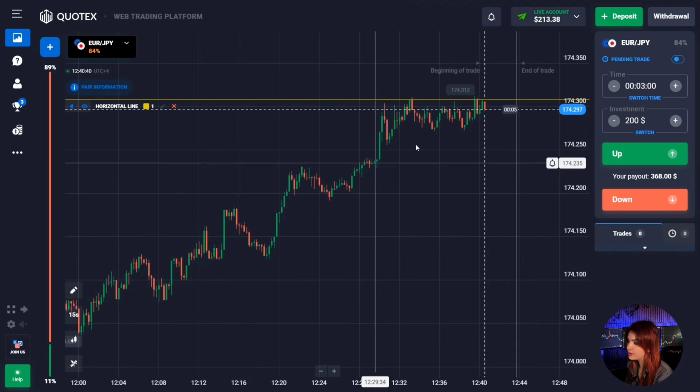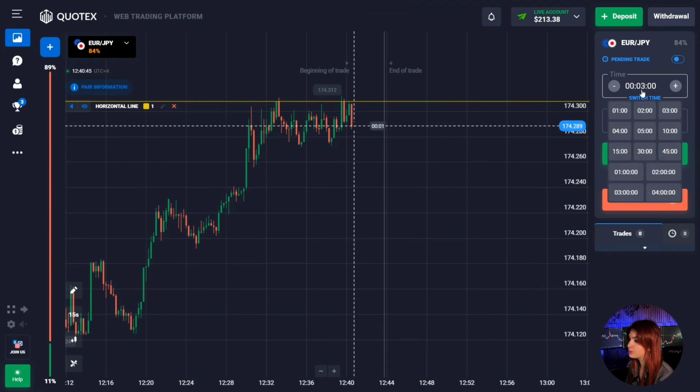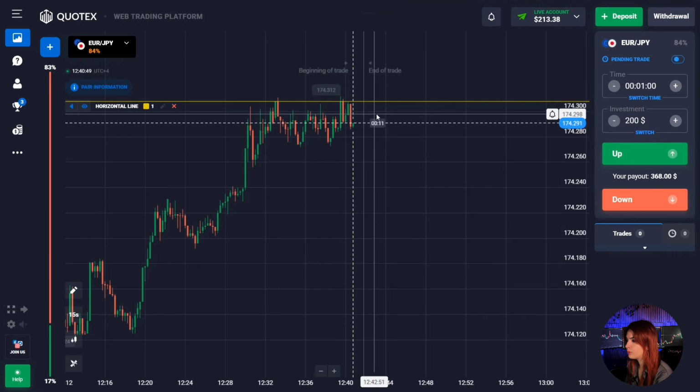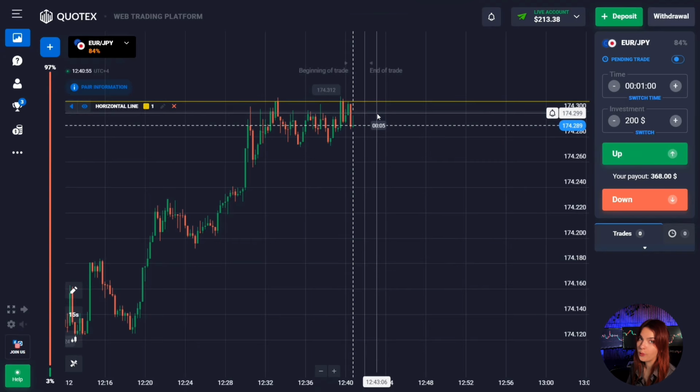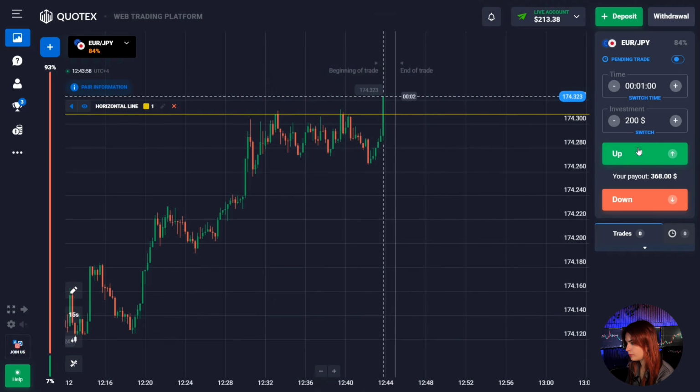I suggest to open a deal here for just 1 minute to go up, but now we are going to watch the price for a while. And guys, we are going to wait for the moment when the price starts to go beyond the level, and as soon as the moment comes, we will open a deal to go up.